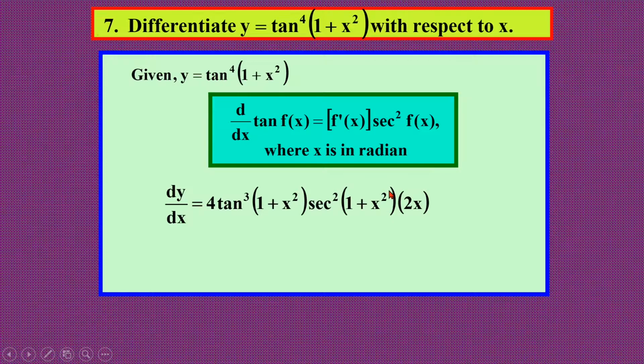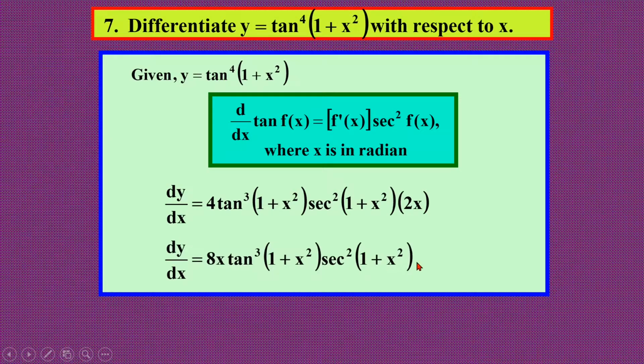Next thing is I'm going to differentiate the whole set here. So differentiate 1, I get 0. Differentiate x squared, I got 2x. It's time to rearrange. And it's done. Okay?